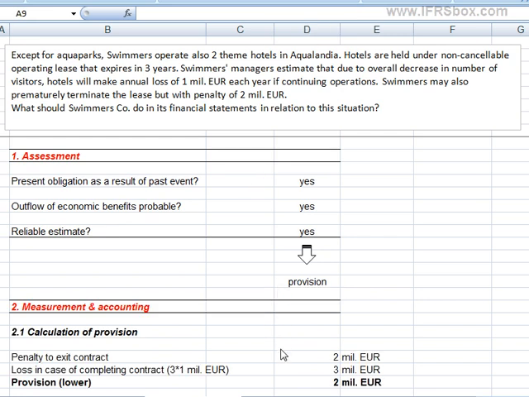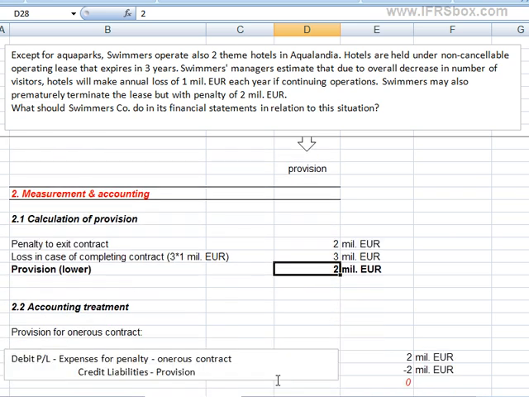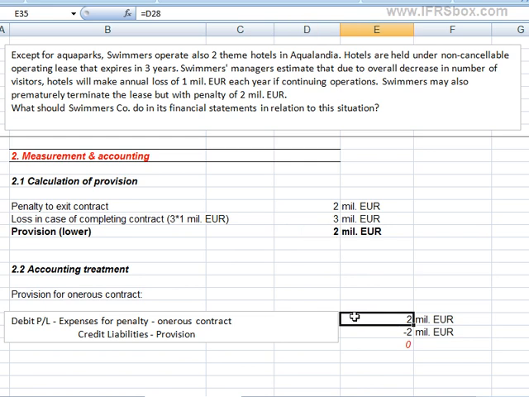The penalty to exit the contract is €2 million, and the loss in case of completing the contract, or the net cost of fulfilling, is €1 million times 3 years. Therefore, the provision would be measured at the lower amount, that is €2 million. The provision should be recognized in profit or loss as an expense for the penalty on an onerous contract.